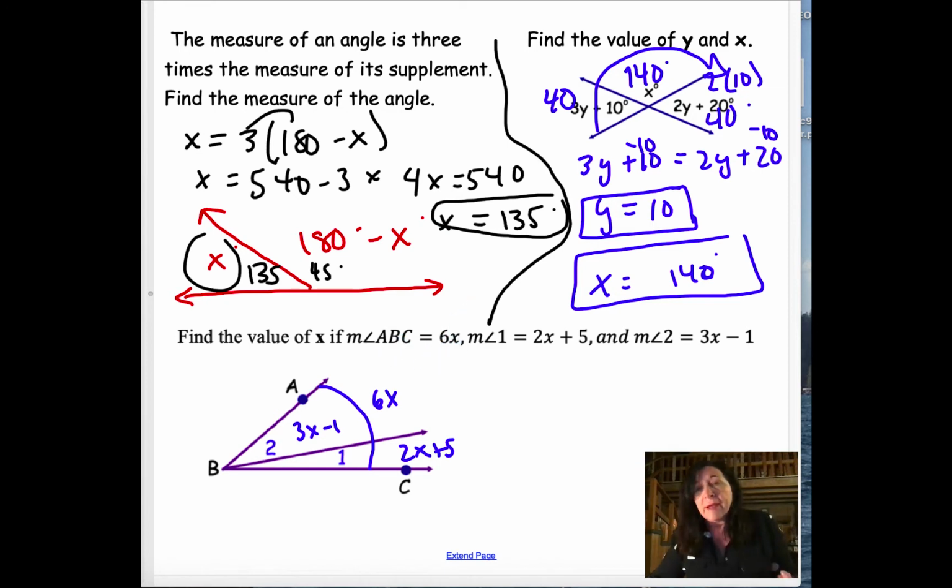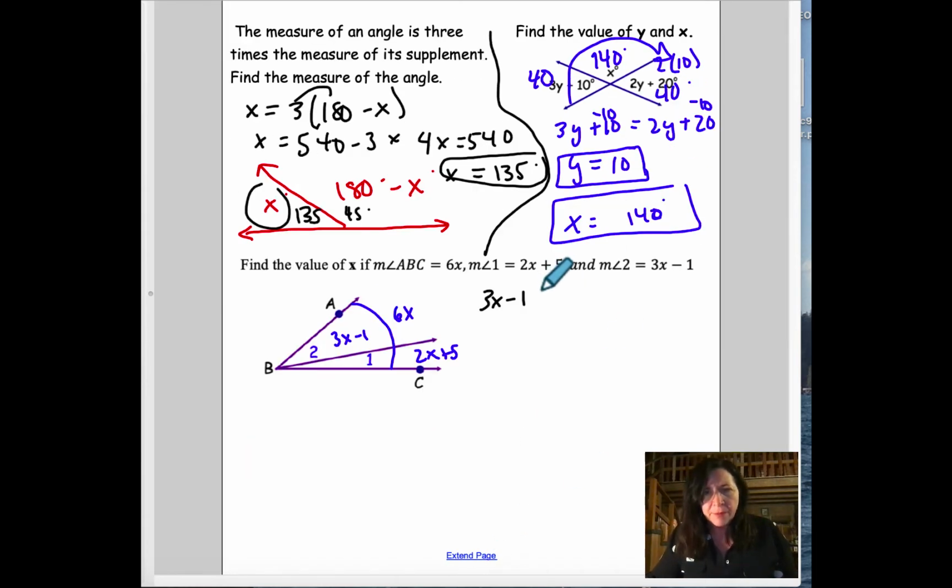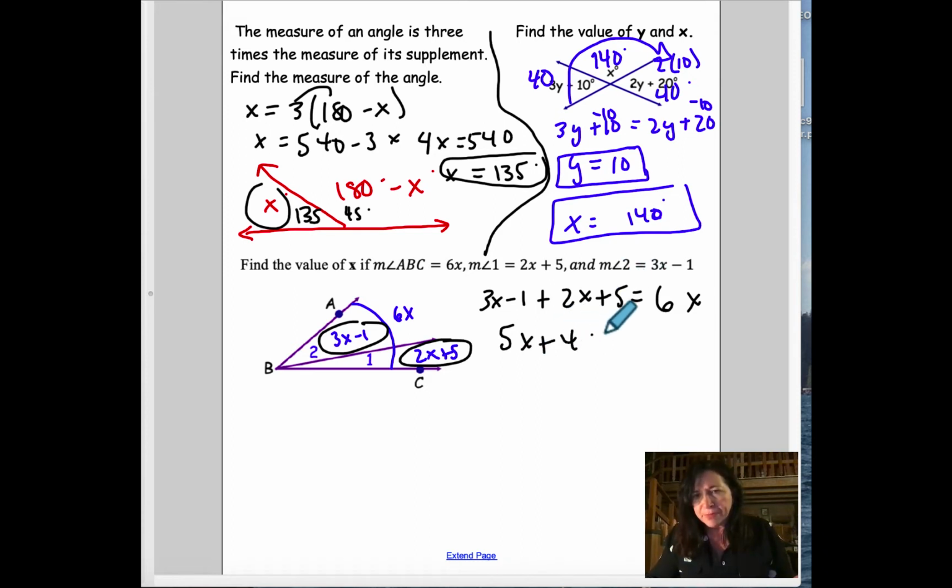That's what that's called. And so what that means is that 3x minus 1 plus this little angle here, which is 2x plus 5, is equal to the big angle, which is 6 times x. We're going to add these up. So 3 plus 2 is 5x, and then negative 1 plus 5 is 4, is equal to 6x. We're going to subtract 5x. I get x is equal to 4.